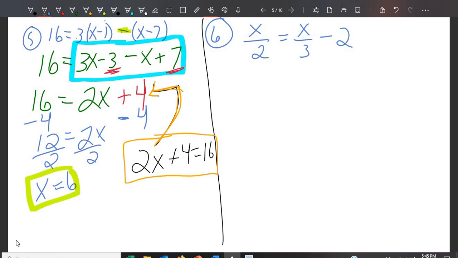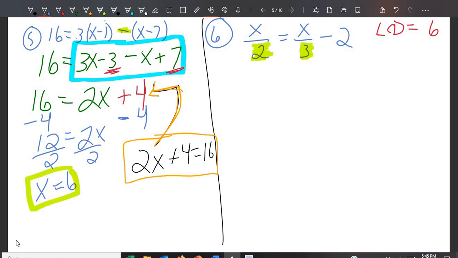Now, my next few examples are going to be fractions. Now, the deal with the fractions is finding the common denominator. In this problem, I've got two denominators, which is a 2 and a 3. The common denominator with a 2 and a 3 is a 6.